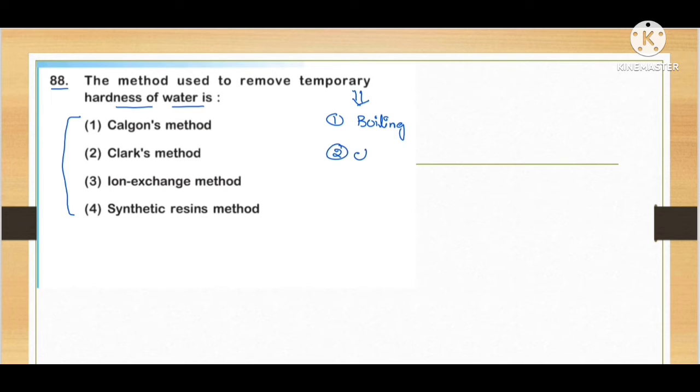The second one is Clerk's method. In Clerk's method, to remove the temporary hardness of water, quicklime is added.